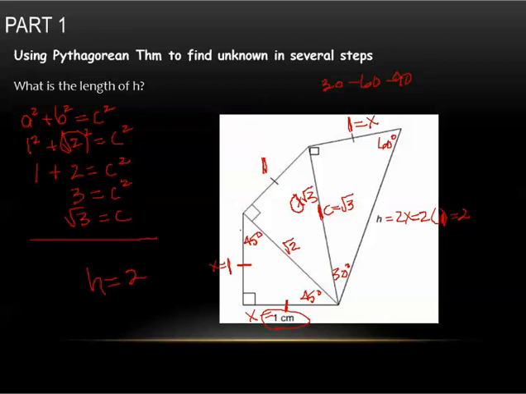Now then, had I not recognized the 45-45-90 and the 30-60-90, I could have used the Pythagorean theorem for every one of them, and I still would have gotten the same answer. Okay? So if you're not up to par on knowing your special right triangles, don't sweat it. For this one, you could have used the Pythagorean theorem for all 3 triangles.